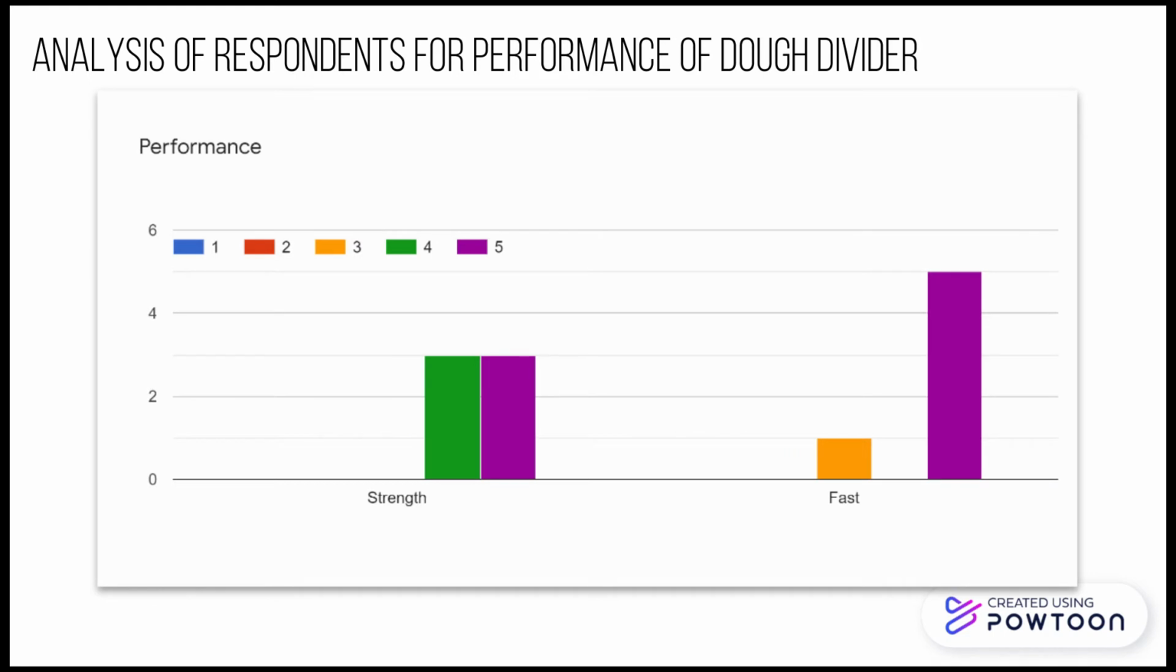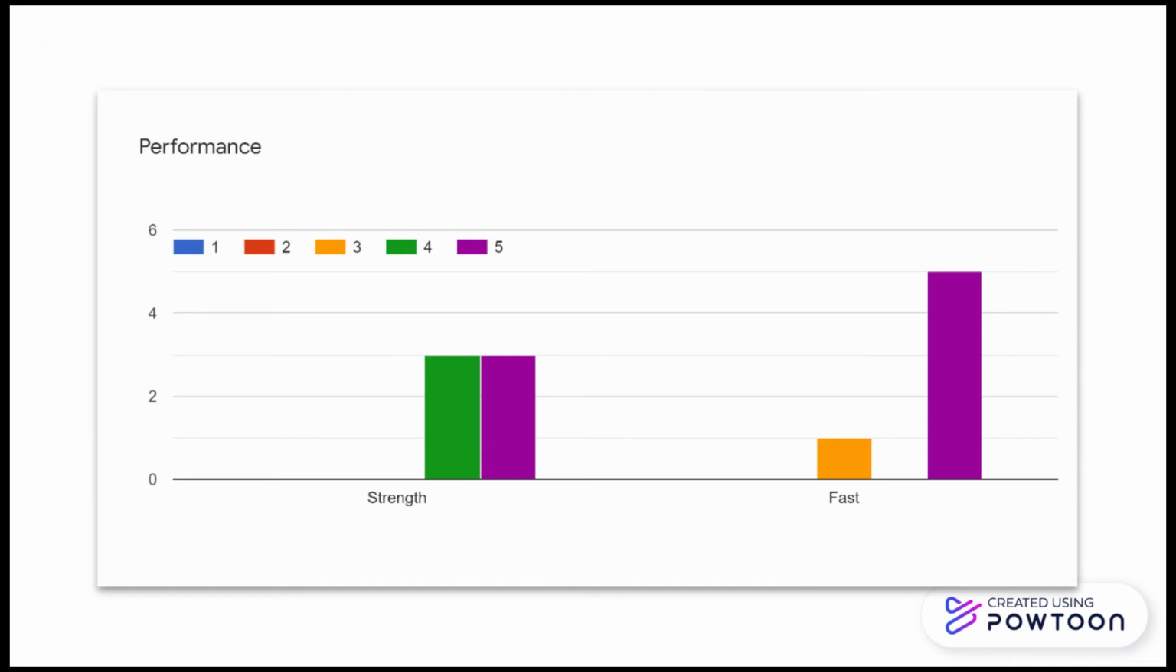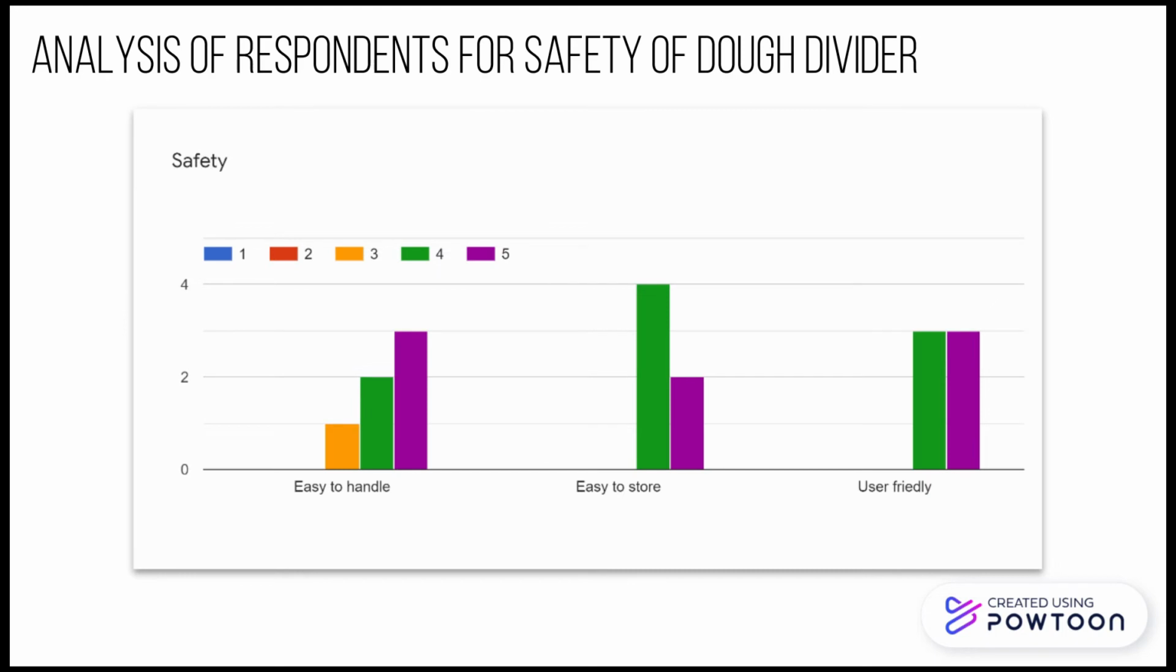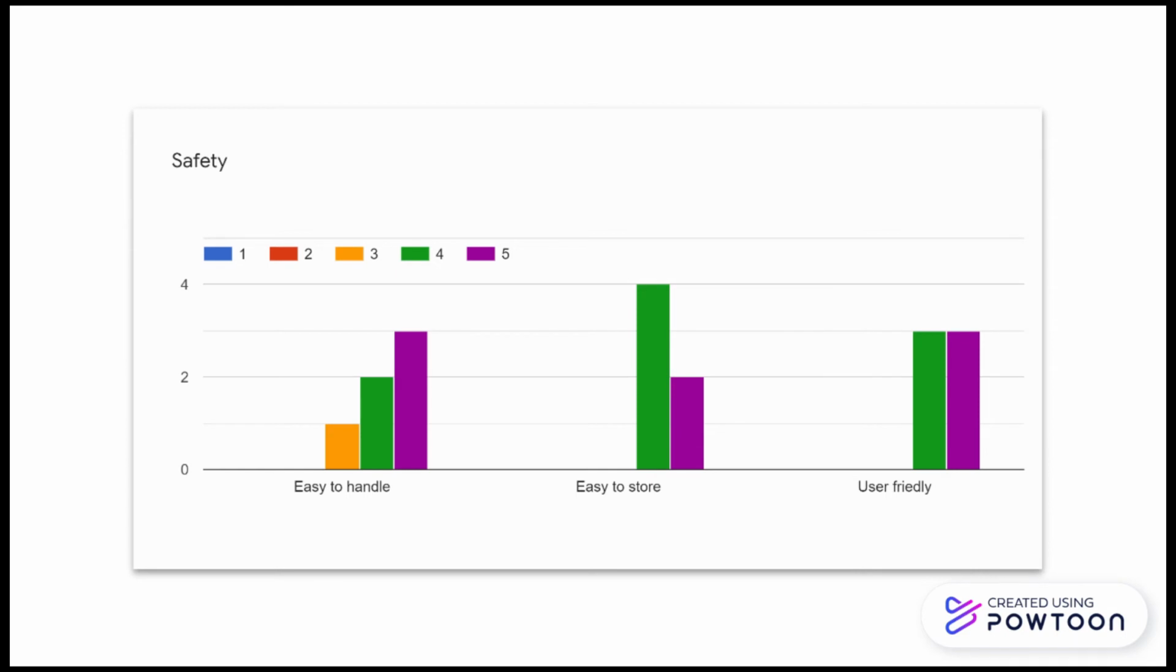Second graph is about the requirement for performance of the dough divider. So most of the customers wanted high strength and fast performance for their machine. For the requirement for safety of dough divider, most of the customers strongly agree with easy to handle, but at the same time they agree on easy to store. And last but not least, most of them agree with user friendly for the safety of dough divider.